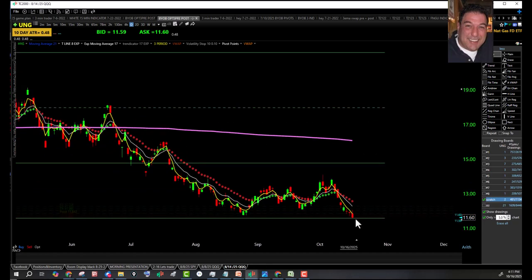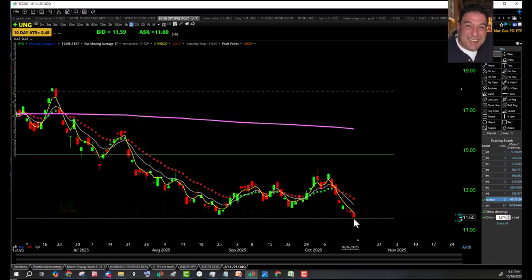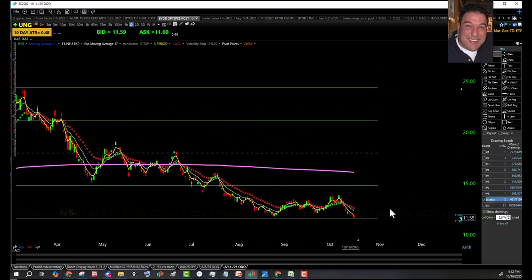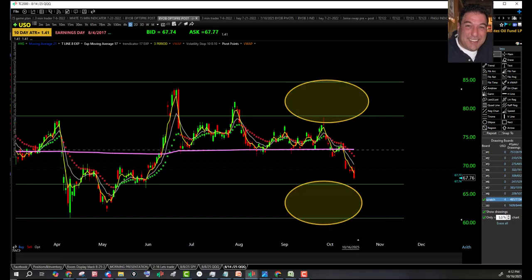Okay, let's take a look at UNG. UNG makes a new all-time low today. Lower high, outside day, but new all-time low. Lower low and higher high, closing under a bearish trap, under the 17. Bottom of quadrant 1, that's bearish. Still in a downtrend.